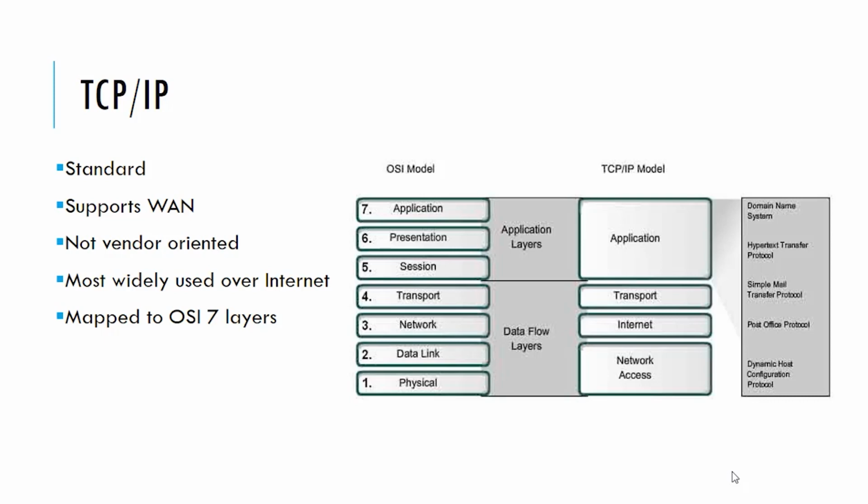TCP/IP is completely mapped to the OSI layers. The OSI 7 layers are completely mapped to the TCP/IP protocols, as you can see in this diagram. It is not a one-to-one mapping. It's a group-to-one mapping between the OSI layers and the TCP/IP protocol.